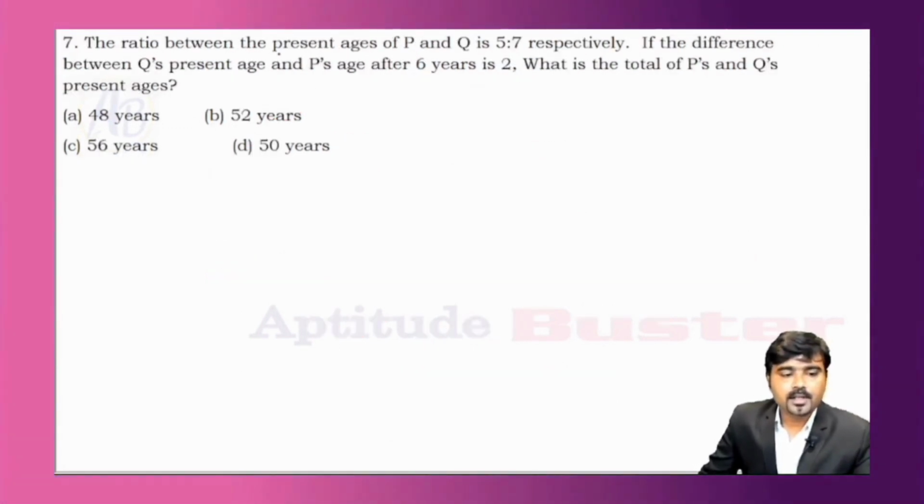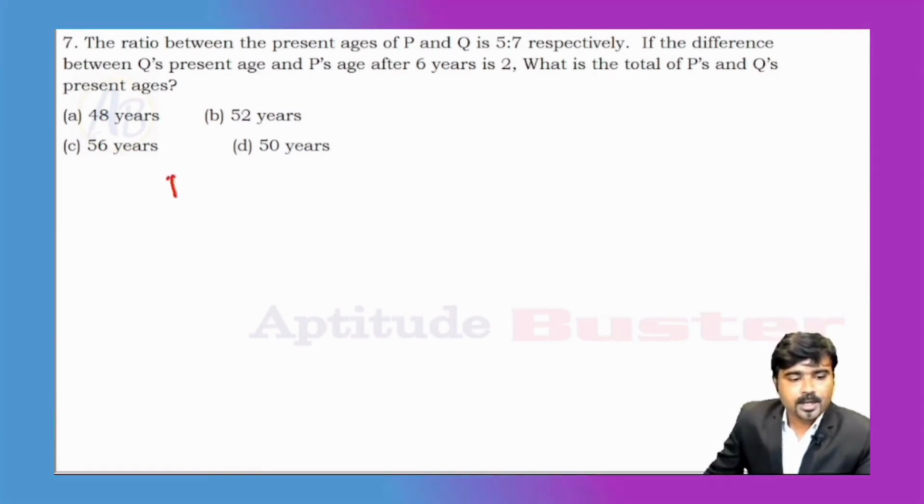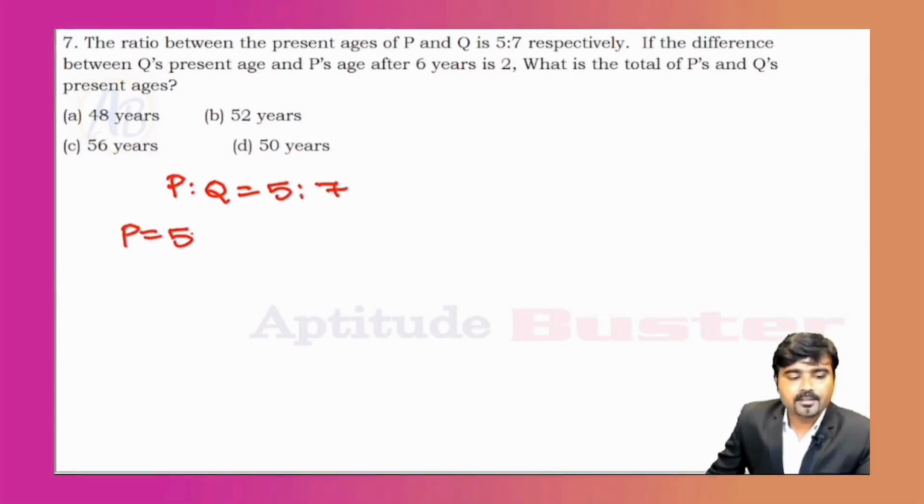The ratio between the present ages of P and Q is 5:7 respectively. If the difference between Q's present age and P's age after 6 years is 2, what are P's and Q's present ages? I'll explain two methods. The first one: P is to Q is equal to 5:7, right? That means P is equal to 5x, Q's age is equal to 7x. Here Q's present age is given, that means 7x.